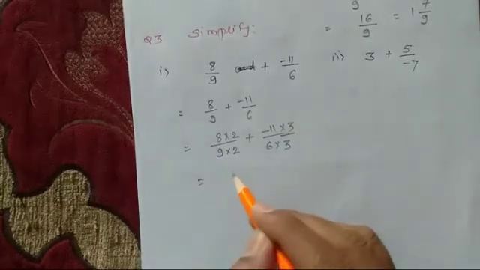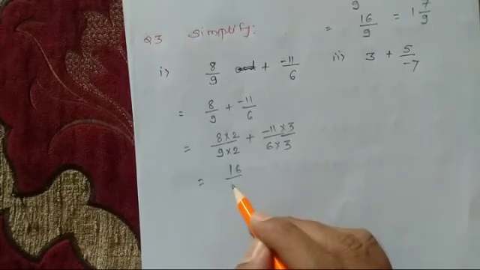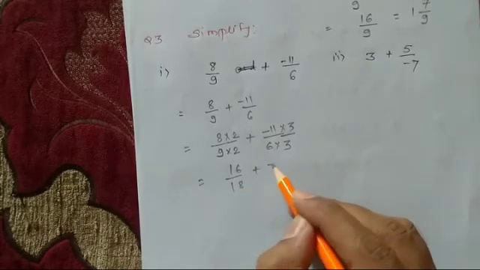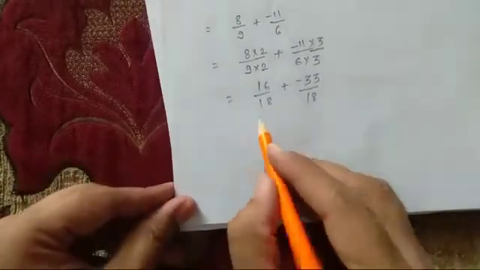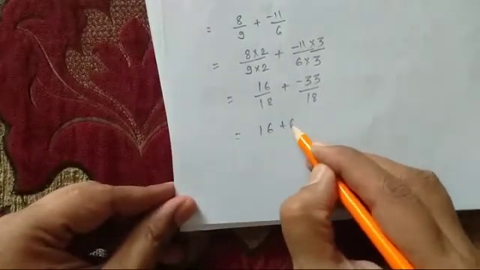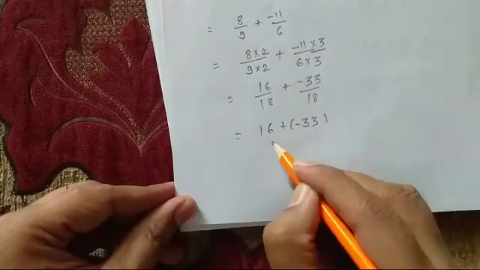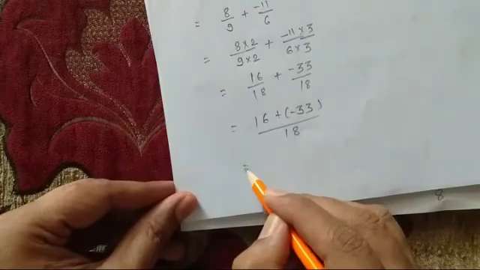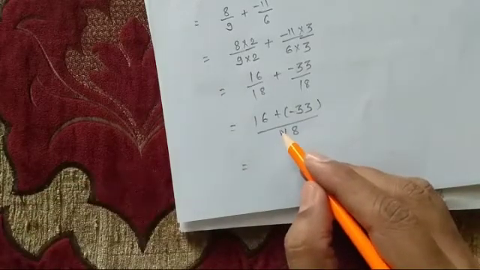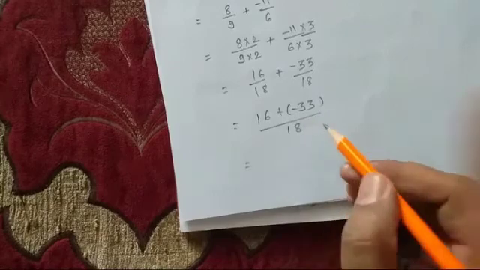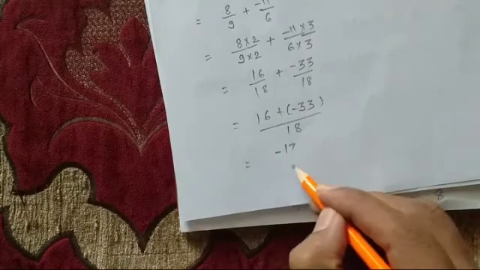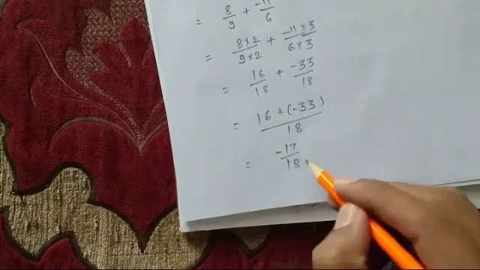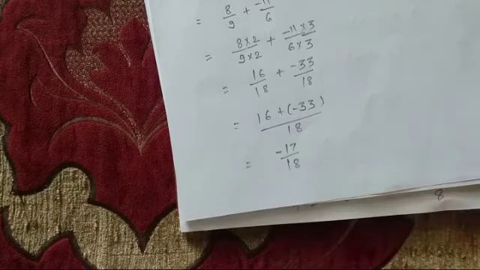So the product of 8 and 2 is 16 upon 18 plus minus 33 upon 18. Now let's add. Denominators are same now, so we can add the numerators. 16 plus minus 33 upon 18. Now add 16 plus minus 33. You know how to add the integers with opposite sign. The sum of 16 and minus 33 is minus 17. 18 as it is. So the final answer is minus 17 upon 18.